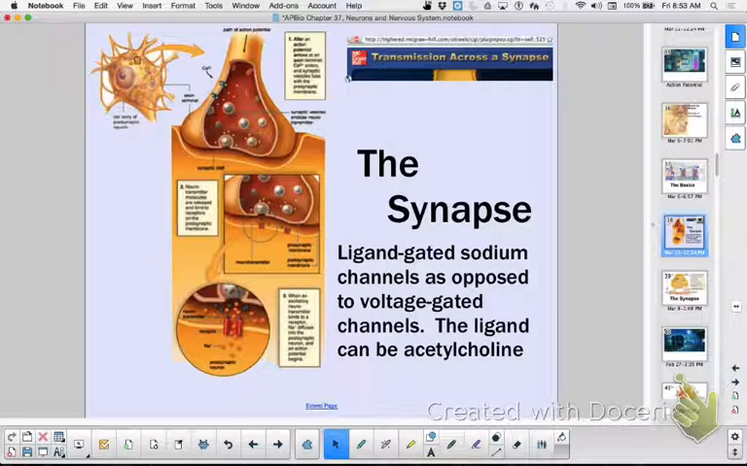So these are ligand-gated, and this picture's in your book, ligand-gated sodium channels as opposed to the voltage-gated channels that the rest are along the length of the neuron. So it's not a voltage that's going to cause it. A chemical actually has to bind before these gates open. All right, and here is a quick little video to show that.